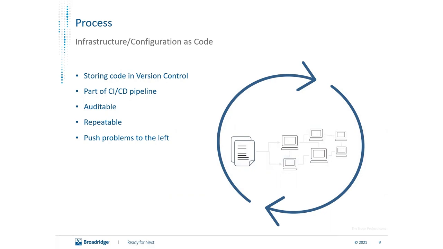All that code becomes part of a CI/CD pipeline. So everything is auditable and everything is repeatable, right? If you're checking in your code and push it to the pipeline, it will build the code. It'll push it out to your dev environment. You'll do some testing. And if everything works, you can then deploy it on up to your QA environment.